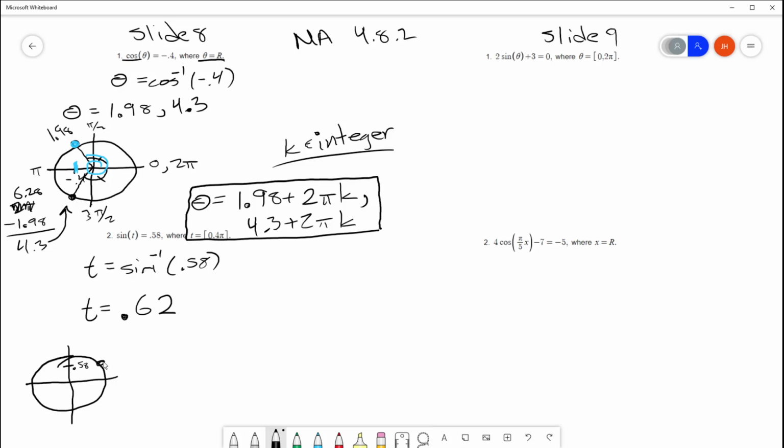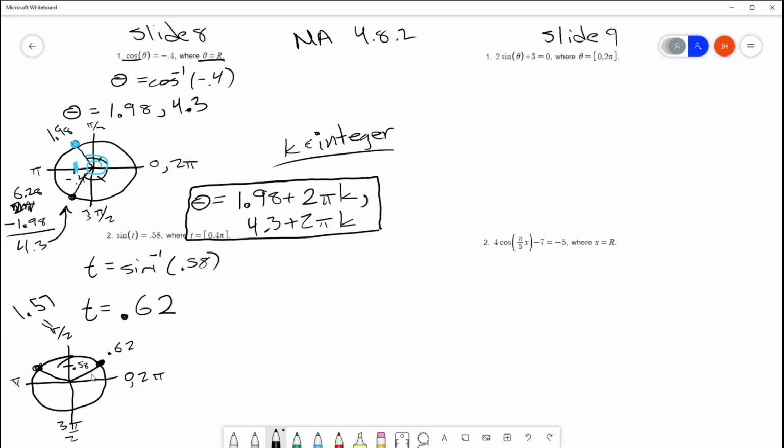Well, I have one here, and I have one here. Which of these do you think is the 0.62? We've got 0, pi over 2, pi, 3 pi over 2, and 2 pi back here. Pi over 2 would be equivalent to, let's see, 3.14 divided by 2, which is 1.57. So clearly this one here is 0.62, because I am before I hit pi over 2, which is 1.57.